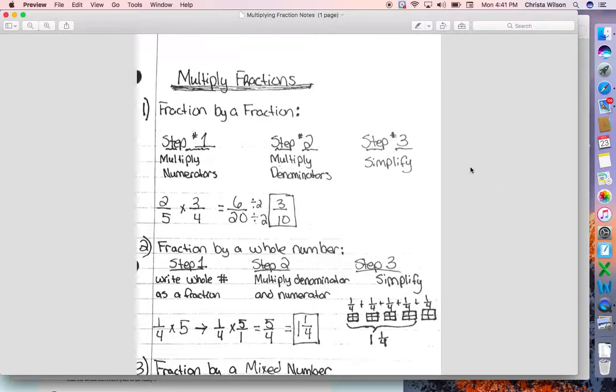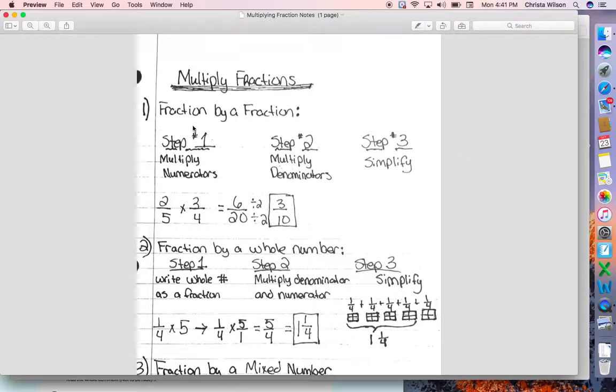Okay, so when you're multiplying a fraction and you're dividing a fraction, it's completely different than adding and subtracting. Remember, when you add and subtract a fraction, you have to find a common denominator. Well, guess what, guys? Multiplying and dividing, you don't. That's what makes it so easy. So, okay, let's take a look at this.